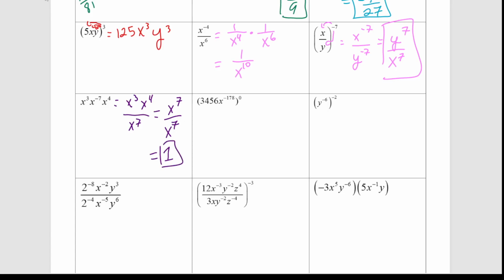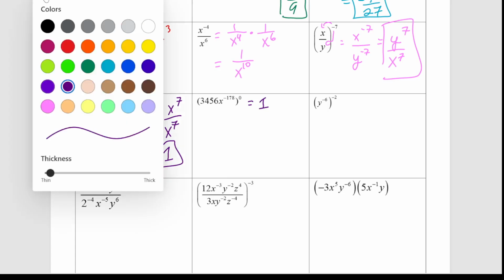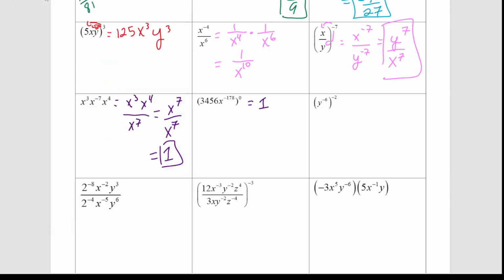For this next one, it doesn't really matter what's going on in the middle there, because this is all being taken to the 0th power, and anything to the 0th power is 1. For this next one, there's a couple different ways to go about it. If I were to just systematically do the exponent of an exponent, that means I multiply, so negative 6 times negative 2 is going to get me a positive 12. That would be one way of approaching it.